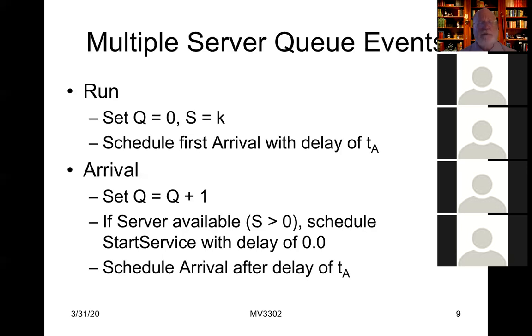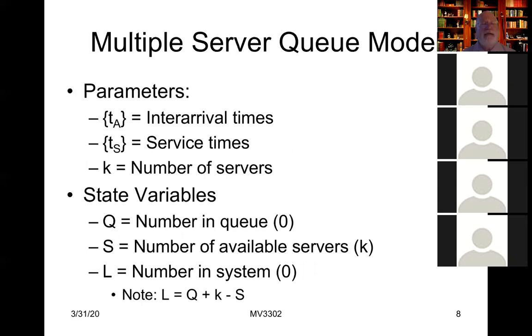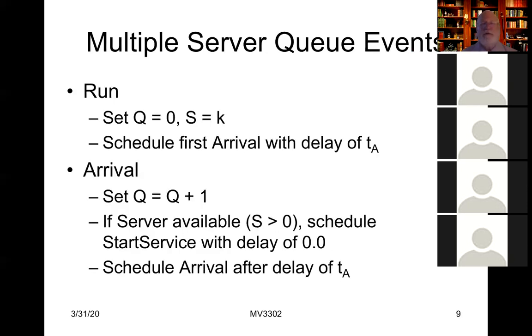And we'll schedule the first arrival with a delay of T sub A. Remember, T sub A was our inter-arrival time. Notice the curly brace shows that that's going to be a sequence of these things, but we just pick off the first one in this particular case. So every time that we say, in this case, T sub A, we'll just pick off the next one.